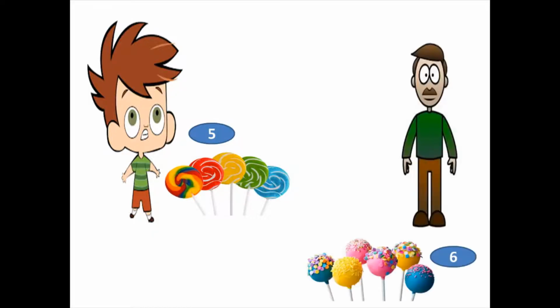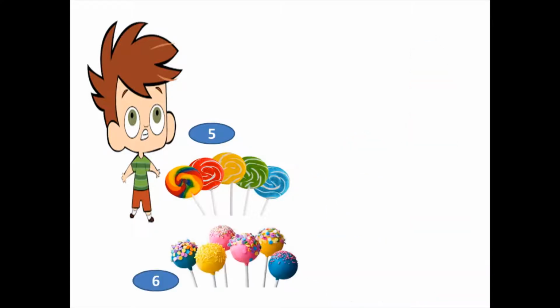Here we have a boy. His name is Kanav. He has 5 chocolates. How many chocolates he has? Yes, 5 chocolates. Now his father buys 6 more chocolates. Correct. 6 more chocolates, and Kanav gets all these 6 chocolates from his father. Yes, his father gave all the 6 chocolates to him.